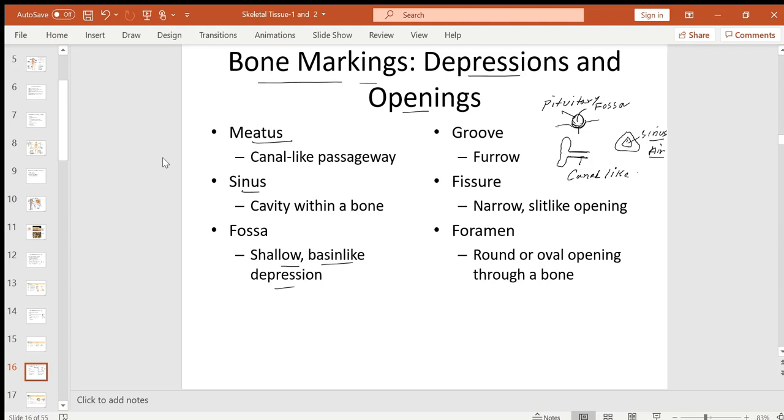Sometimes, you know, the mucous membrane that lines the wall of the sinus can get infected and can secrete fluid that can fill that cavity, and that is called sinusitis. Okay, so sinusitis is the inflammation of the wall of the sinus.